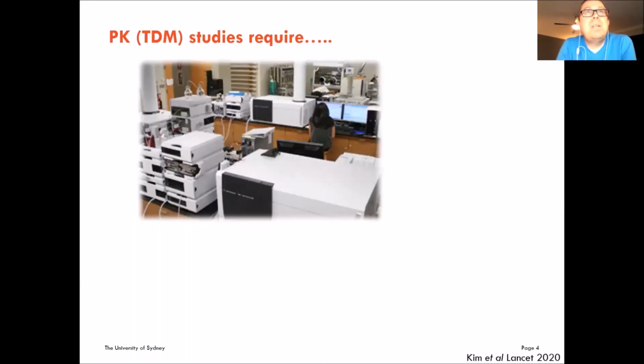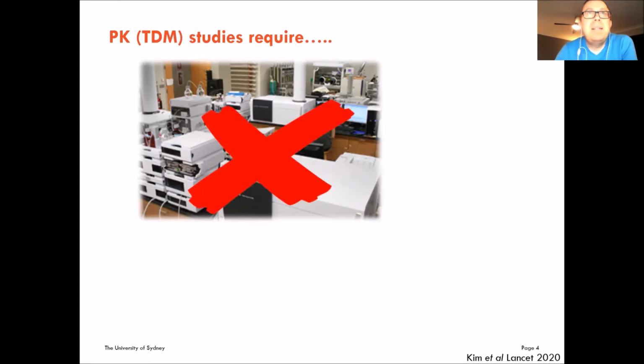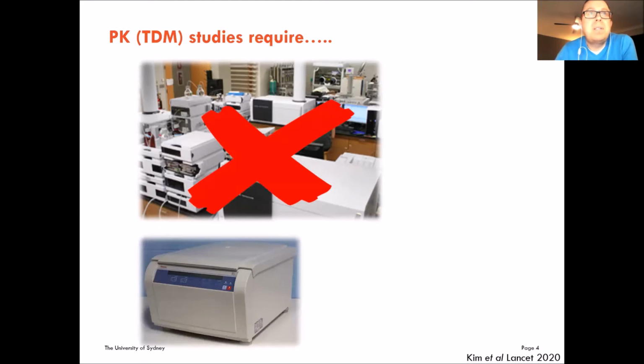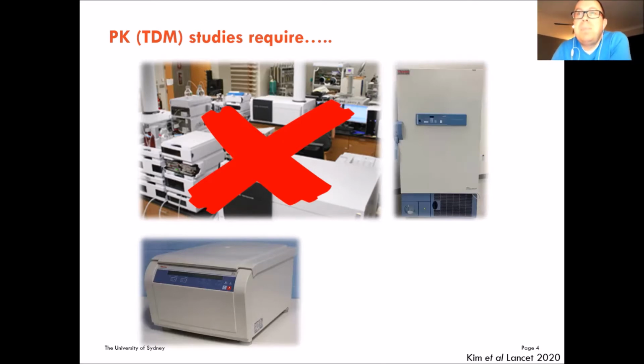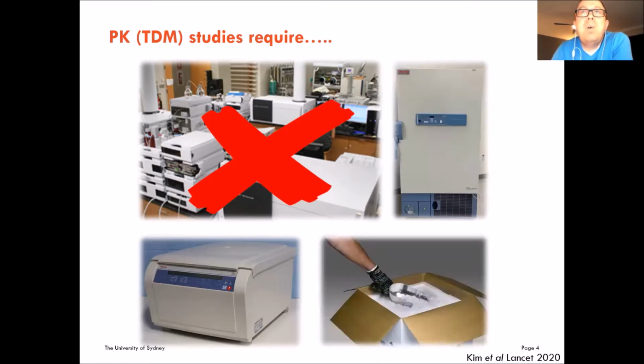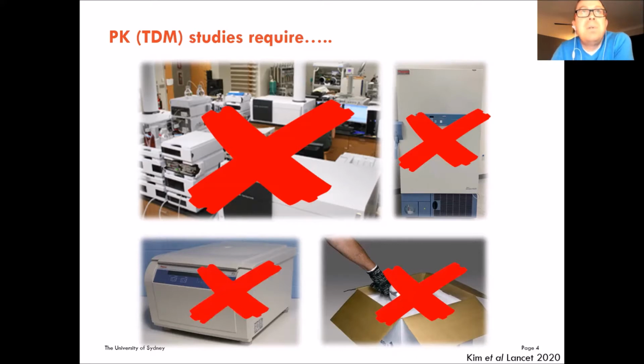Typically we would use a setup like this to analyze our samples. But in remote settings, this typically is not available on site. So what we would need to do is collect our samples, put them in the centrifuge, subsequently store them in the freezer, and then send them over to a laboratory to analyze. However, in real remote or rural settings, often they don't have the appropriate freezer, they don't have ready access to dry ice, or sometimes even don't have appropriate centrifuges. In that case, PK studies become a challenge.